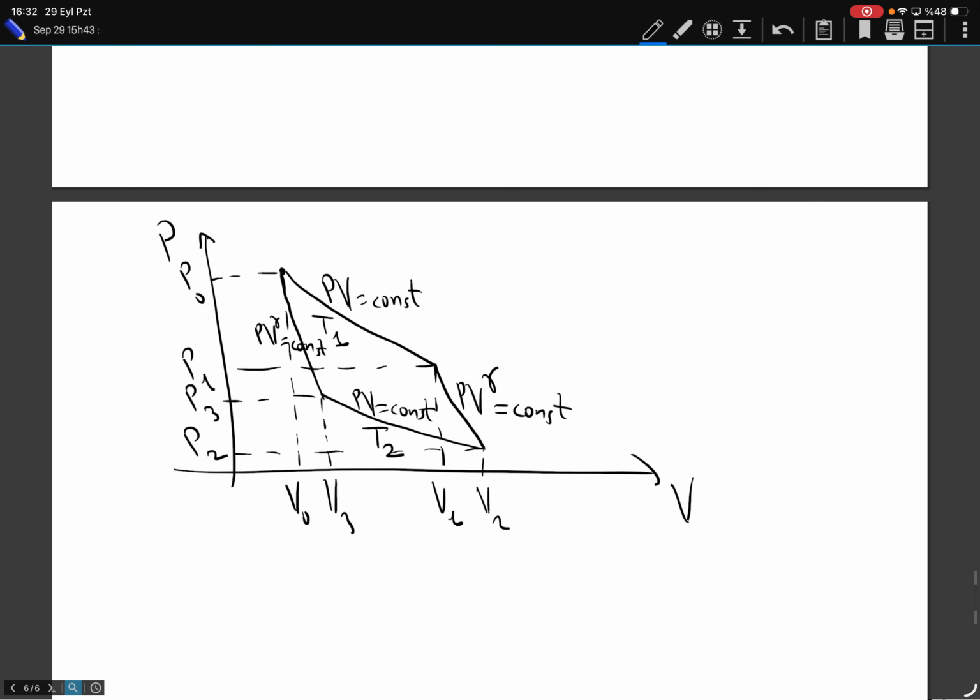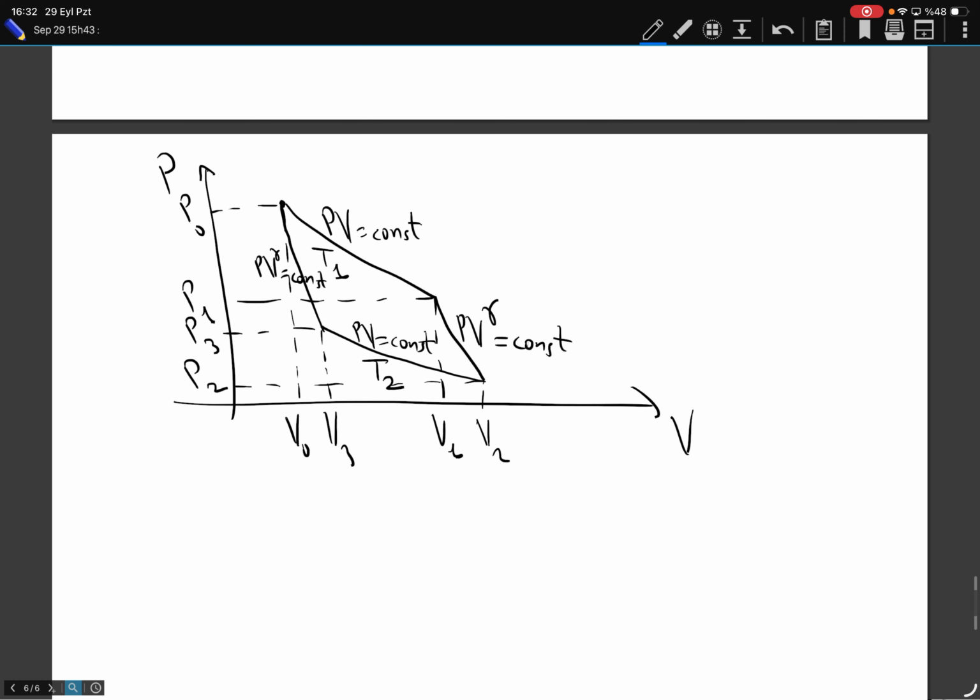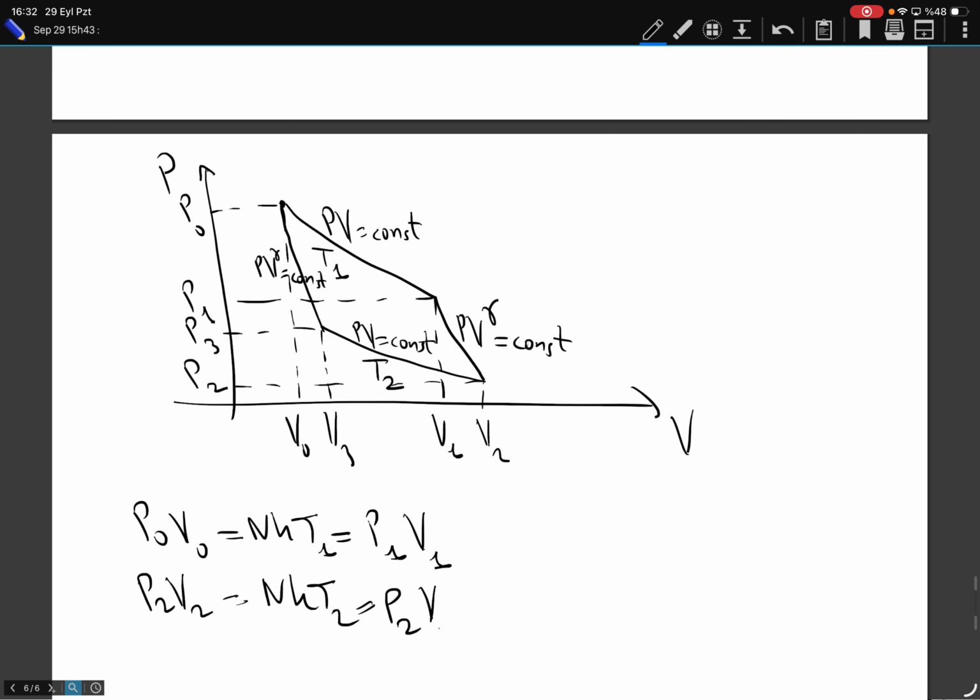Now, if you would like to have a closed cycle, and that's what you would like to have, you cannot have these V0, V1, V2, V3 arbitrary volumes. They have to be related somehow. Well, we know that P0 V0 is nKT1, which is the same as P1 V1. Now, P2 V2, which is nKT2, should be equal to also P3 V3.